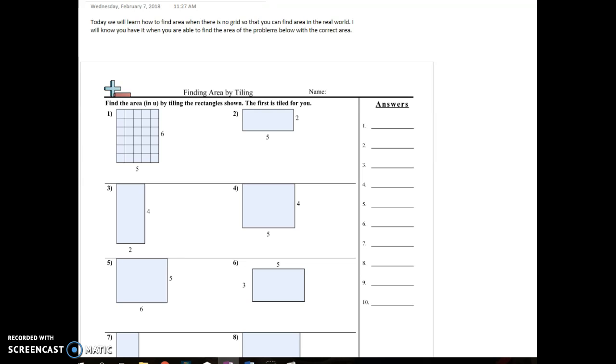Today we're still working on area, of course, no surprise there. Today specifically, we're going to be taking the grids away from you. So you have to find the area without counting those unit squares. And this is a good thing.